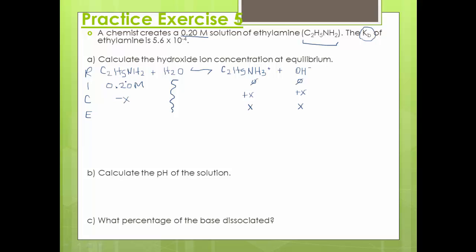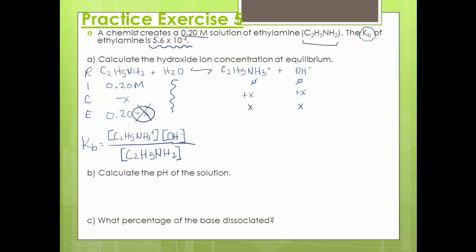We'll solve for that. And the base is going to be 0.20 minus X, but in a weak acid or base problem, that is always negligible. So we always cross it out if it's a weak acid or base problem. So we're going to now use our Kb value to solve for X. So Kb is going to equal the C2H5NH3 plus times the OH minus over the C2H5NH2.